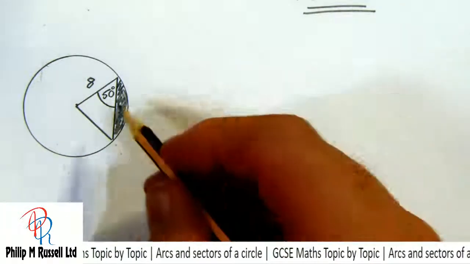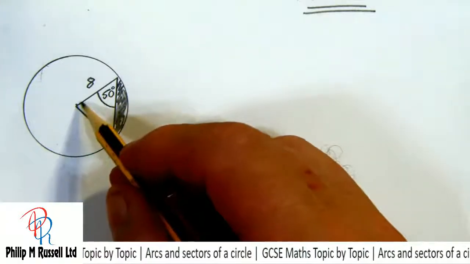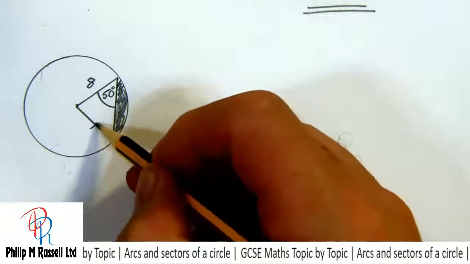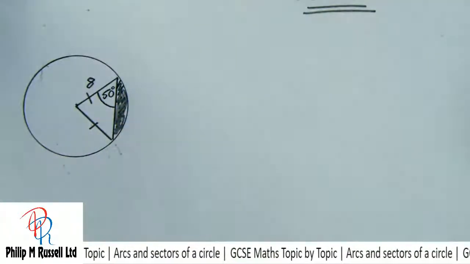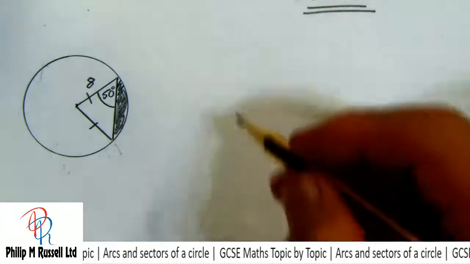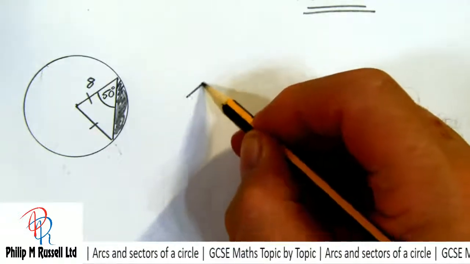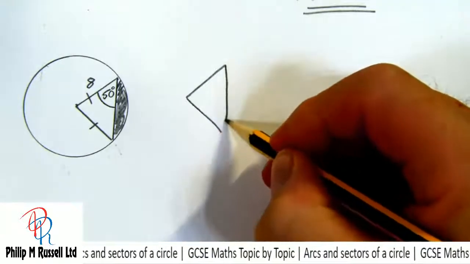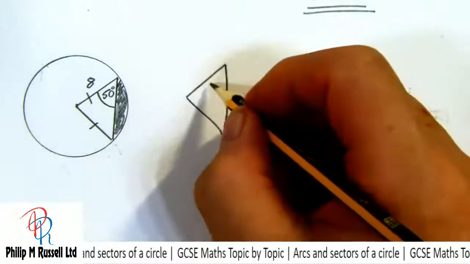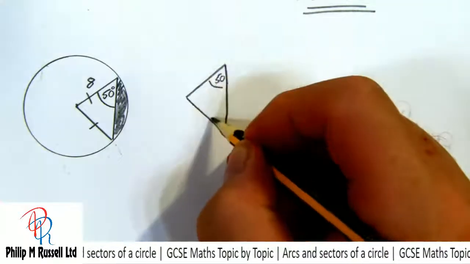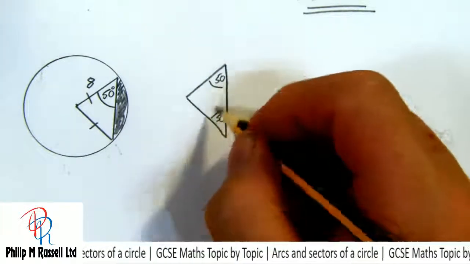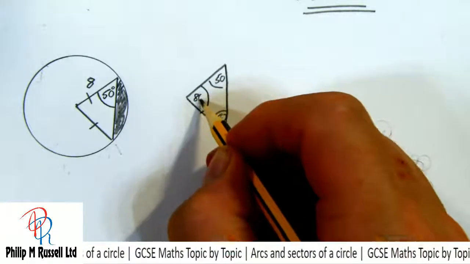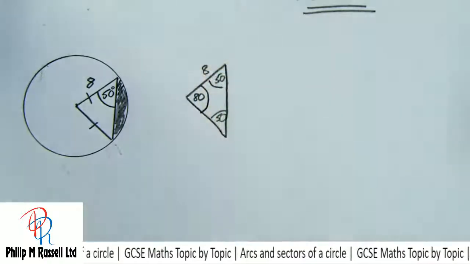Now, if we look at this particular triangle, this distance here is a radius, this distance is a radius, so this is an isosceles triangle. So if I look at my isosceles triangle here, if this is 50, this is 50, add them up, that's going to be 100, take away from 180, that tells us this angle is going to be 80, and that's going to be 8.